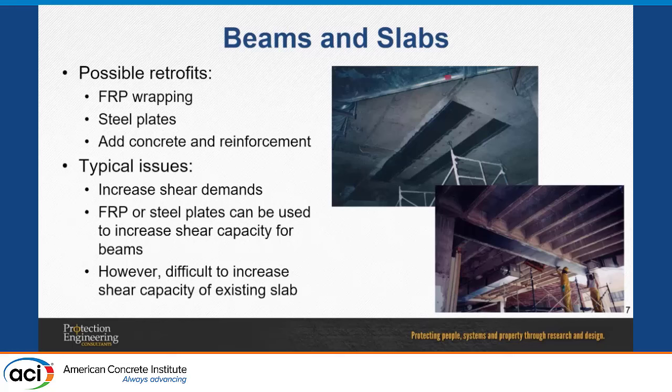Options for increasing the flexural capacity are FRP, steel plates. You can also add more concrete, whether it is with shotcrete or just with formwork, but additional concrete with additional reinforcement. Now, similar issues. You have to make sure that if you're increasing your flexural capacity, again, that will increase your shear demands. Now, in the case of beams, you can also increase your shear capacity with FRP or steel plates, on the sides of the beam and anchored.